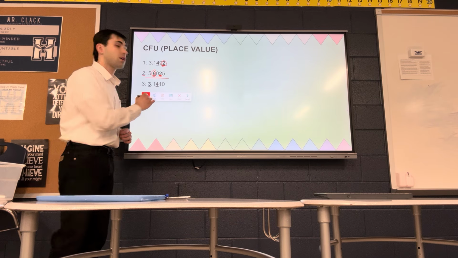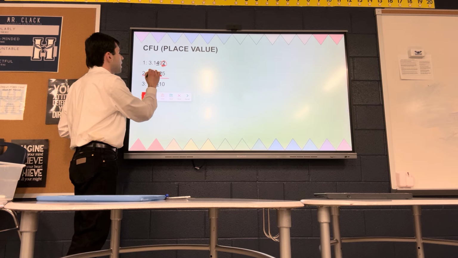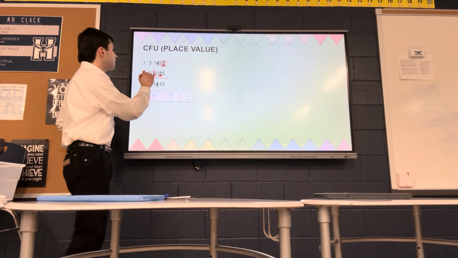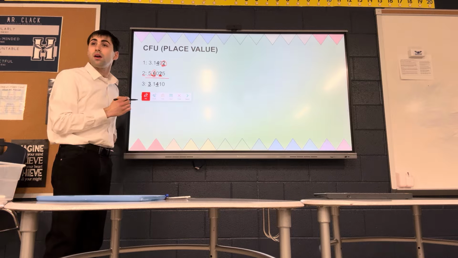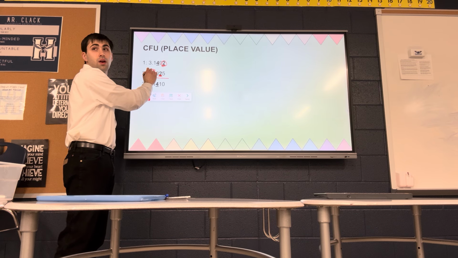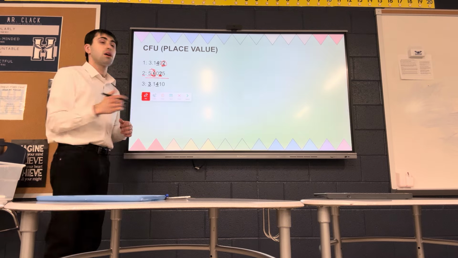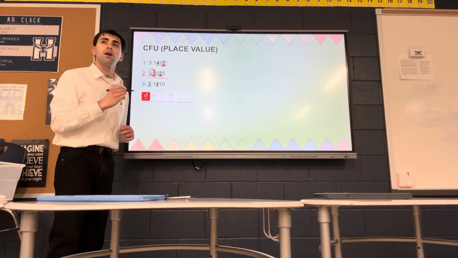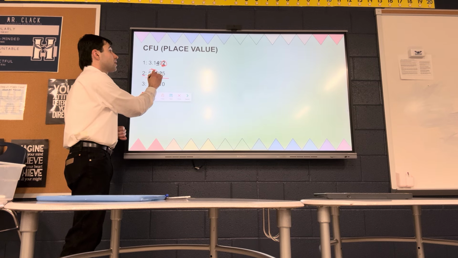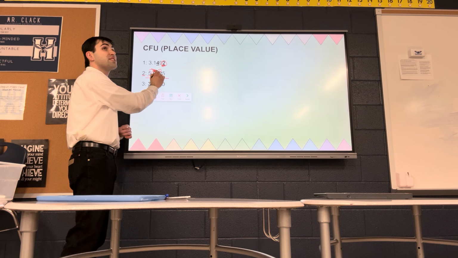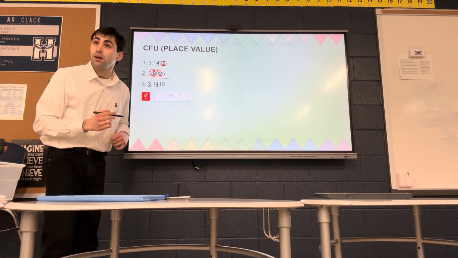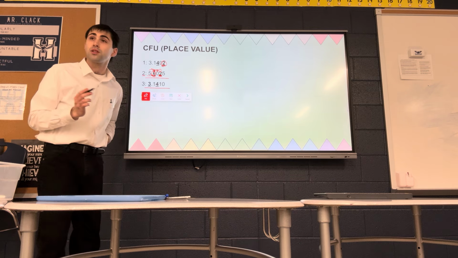So we have a 5, a 6, 0, 2, and 5. Let's count the place value. What comes after the ones place? The tenths. And then what comes after the tenths place? The hundredths. And what comes after the hundredths place? The thousandths. So what would this 2 be? The thousandths. Okay.